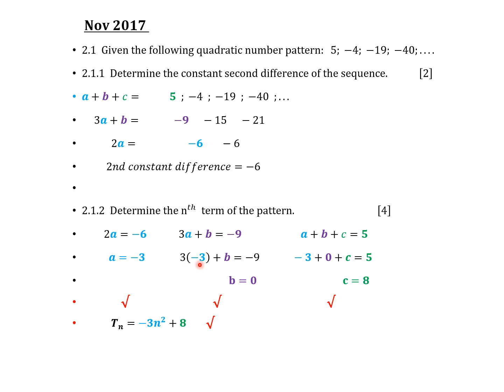There, 3 times negative 3 would give me negative 9 plus b. If I take it over, negative 9 plus 9, b equals 0. Then I have a plus b plus c equals 5. A being negative 3, b being 0, c. If I take negative 3 over, 5 plus 3 would then give me 8. 1 mark for a, 1 for b, 1 for correct c, and then 1 mark for the formula, which gives me minus 3n squared, no n, plus 8. Right, so my equation: minus 3n squared plus 8. Right, let's look at the next question.